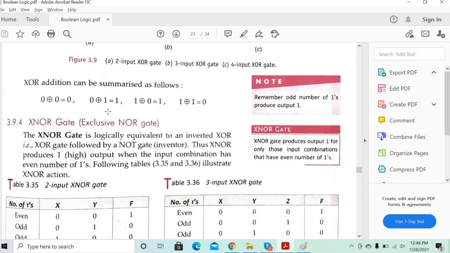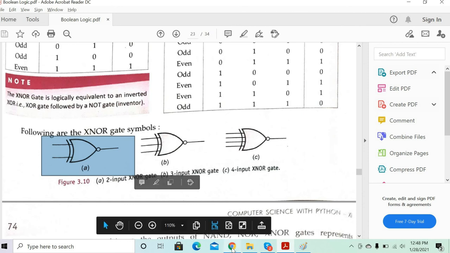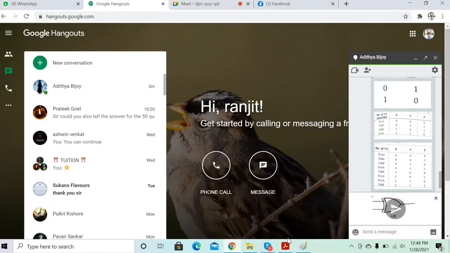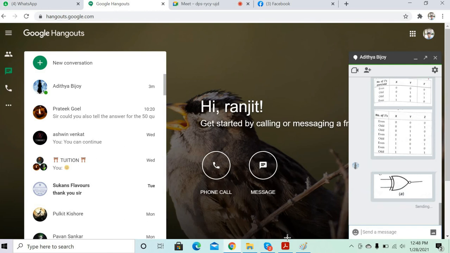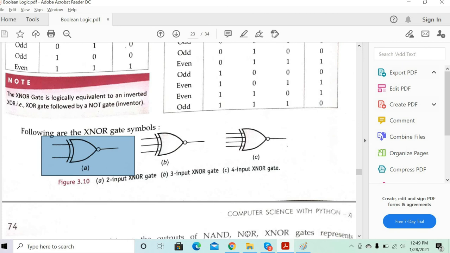XNOR gate. Now let's go to the XNOR gate. What is called XNOR? Exclusive NOR gate. Just write down a simple symbol for the exclusive NOR gate. Again, exclusive OR gate and the NOT gate on the top. So it's a combination of exclusive OR and the NOT on the top. Correct? Whatever the output of exclusive OR is, that will get complemented now. Right? Okay.